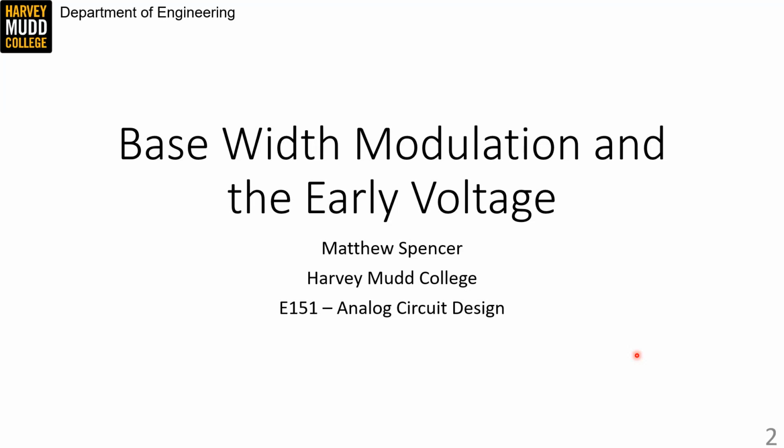In this video we're going to look at a detail of p-n junction operation, which is that the width of the depletion region changes when the bias applied to a junction is changed. This changing depletion width affects the current in bipolar junction transistors, so we'll modify our IV curves and our models to accommodate it.